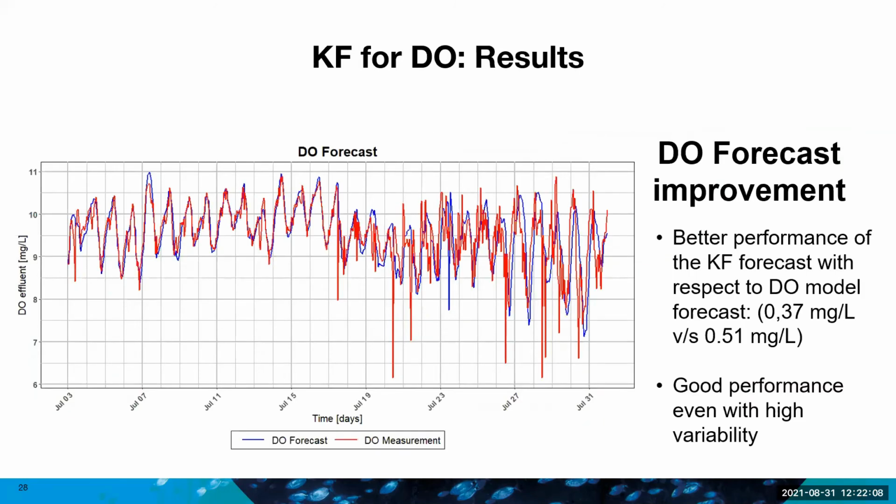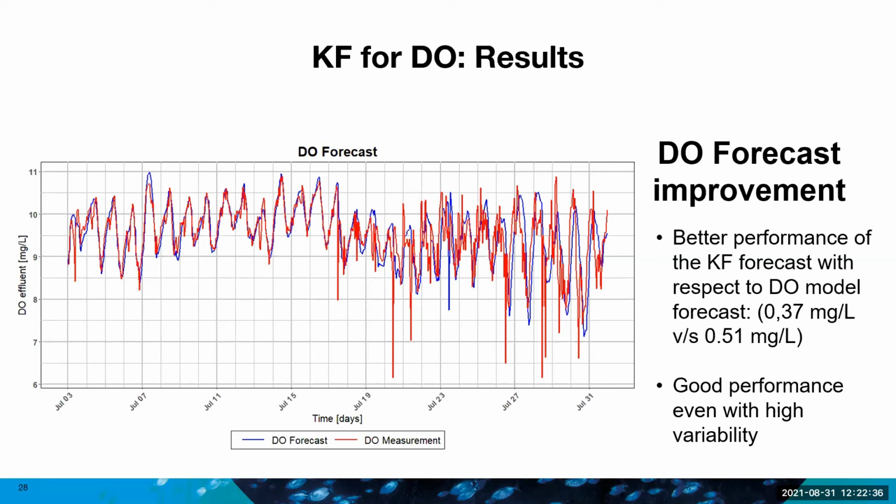The result, so in terms of dissolved oxygen, this is the result. So we have a better performance, the Kalman filter forecast with respect to the simpler model in terms of goodness of fit. And so you can see in particular that it's a very good forecastability during the first part of the month.